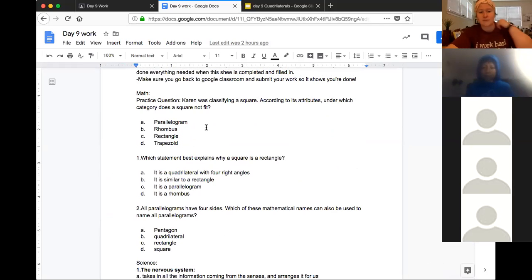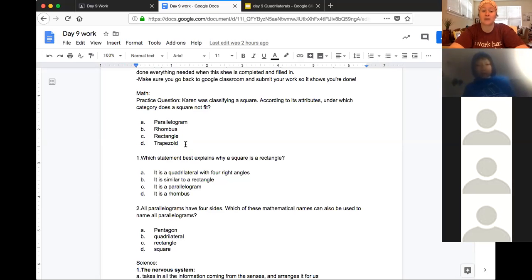So the practice question. Karen was classifying a square. According to its attribute, under which category does a square not fit in? Essentially, she's trying to classify a square. Which one of those shapes is not considered a square? So you have parallelogram, rhombus, rectangle, and trapezoid.